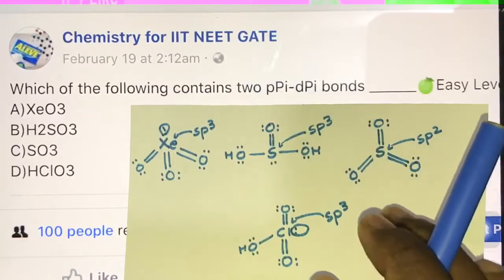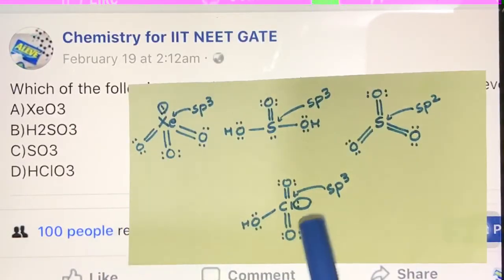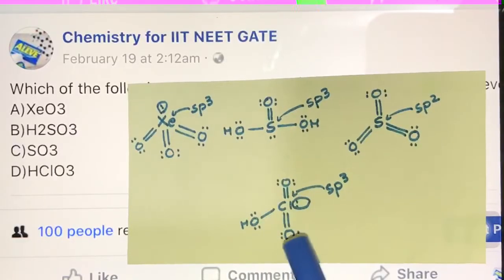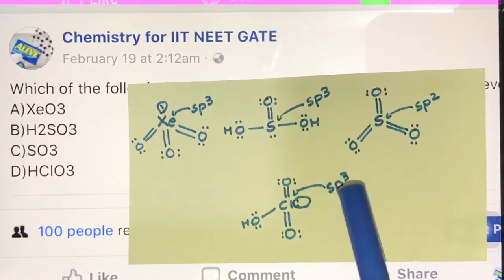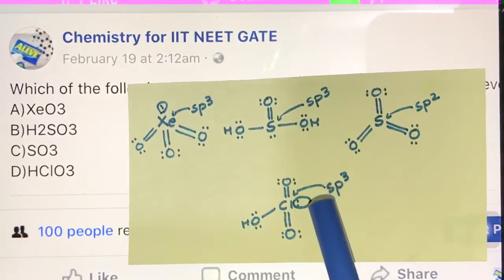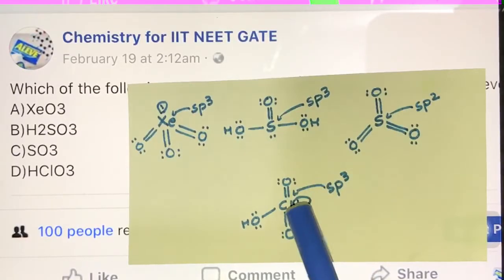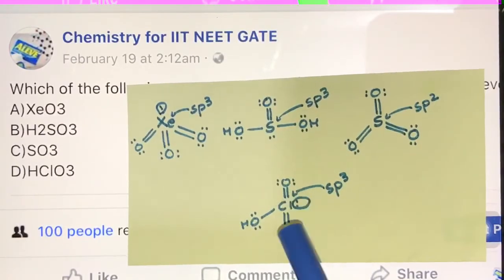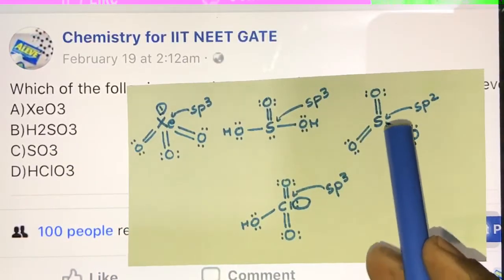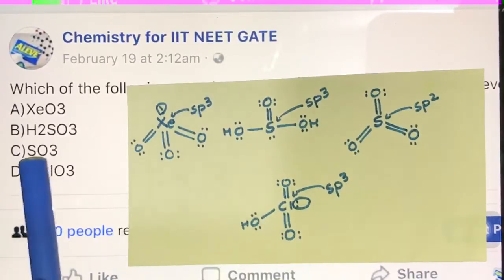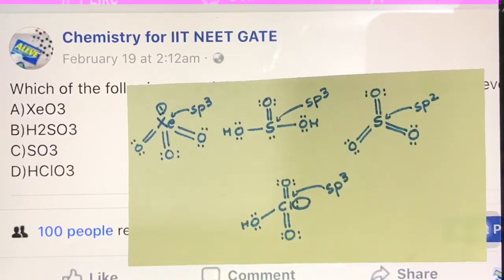Coming to the next, that is chloric acid, HClO3, and again we see this is the Lewis dot structure. There is 1 lone pair of electrons on chlorine, and there are 3 sigma bonds, 1 lone pair. So hybridization of chlorine is sp3. Again, all the p orbitals of chlorine have taken part in hybridization, so there is no pure p orbital present on chlorine. So all these two pi bonds will be of p pi d pi nature. So SO3 and chloric acid both contain two p pi d pi bonds each. So options C and D are the correct answers for this.